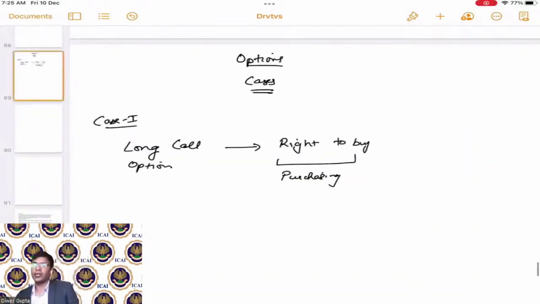Now, coming back to case number one, as we were discussing. In case number one, we said that there is a right to buy happening, a long position. That means we are purchasing the right to buy. Since we have purchased the right to buy, on a future date we have to pay the amount to get the equity shares, if we assume that we are talking about gross settlement here, correct?